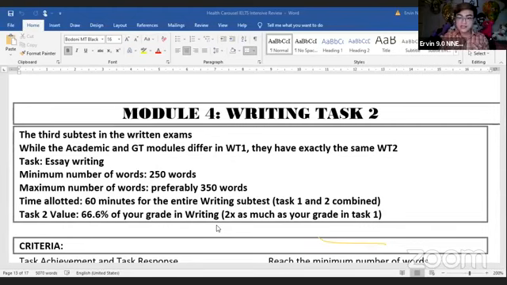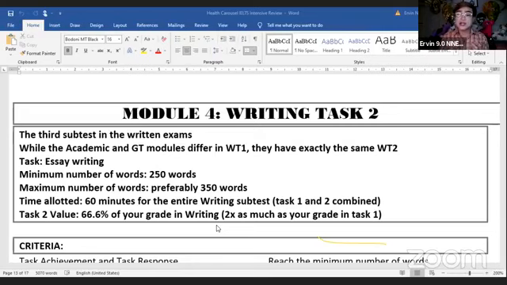What about writing? Task 2, academic and general training, is exactly the same concept. And what is this concept? Essay writing. It's just that for academic candidates, the questions are more complicated as compared to general training. Writing task 1 is totally different for the two modules.